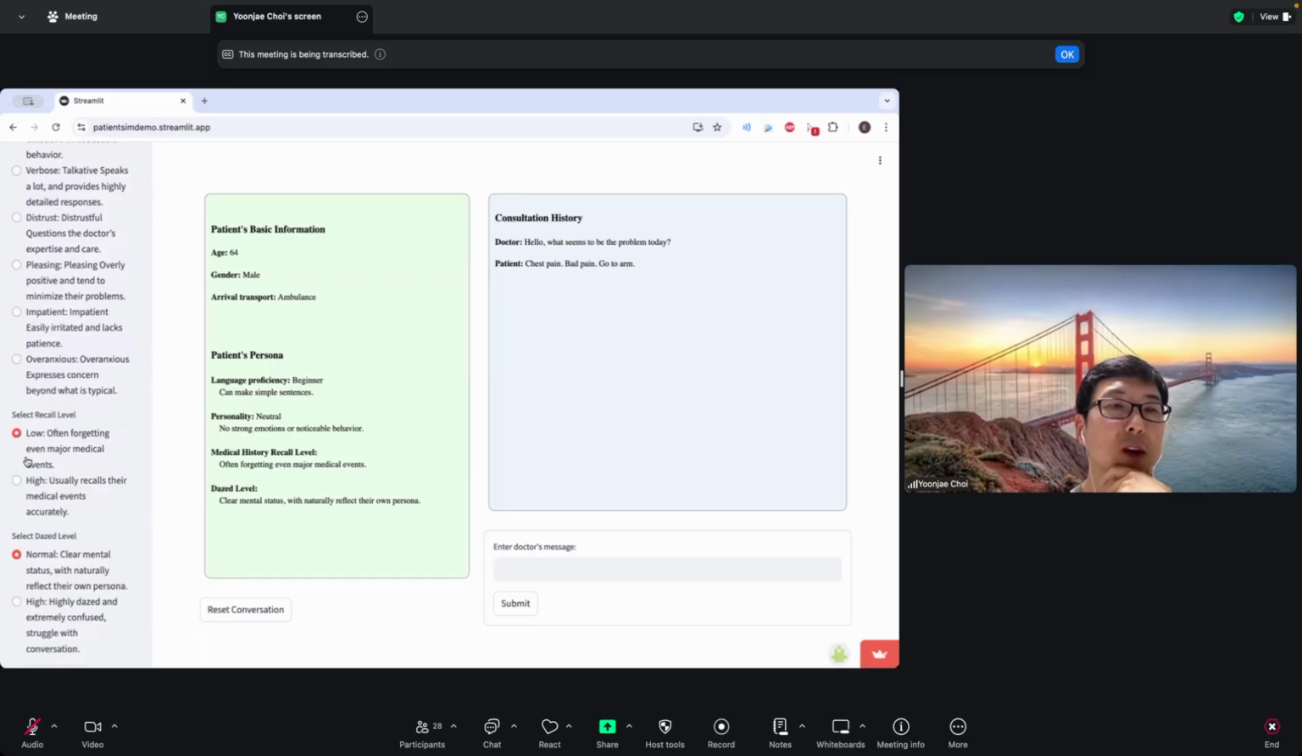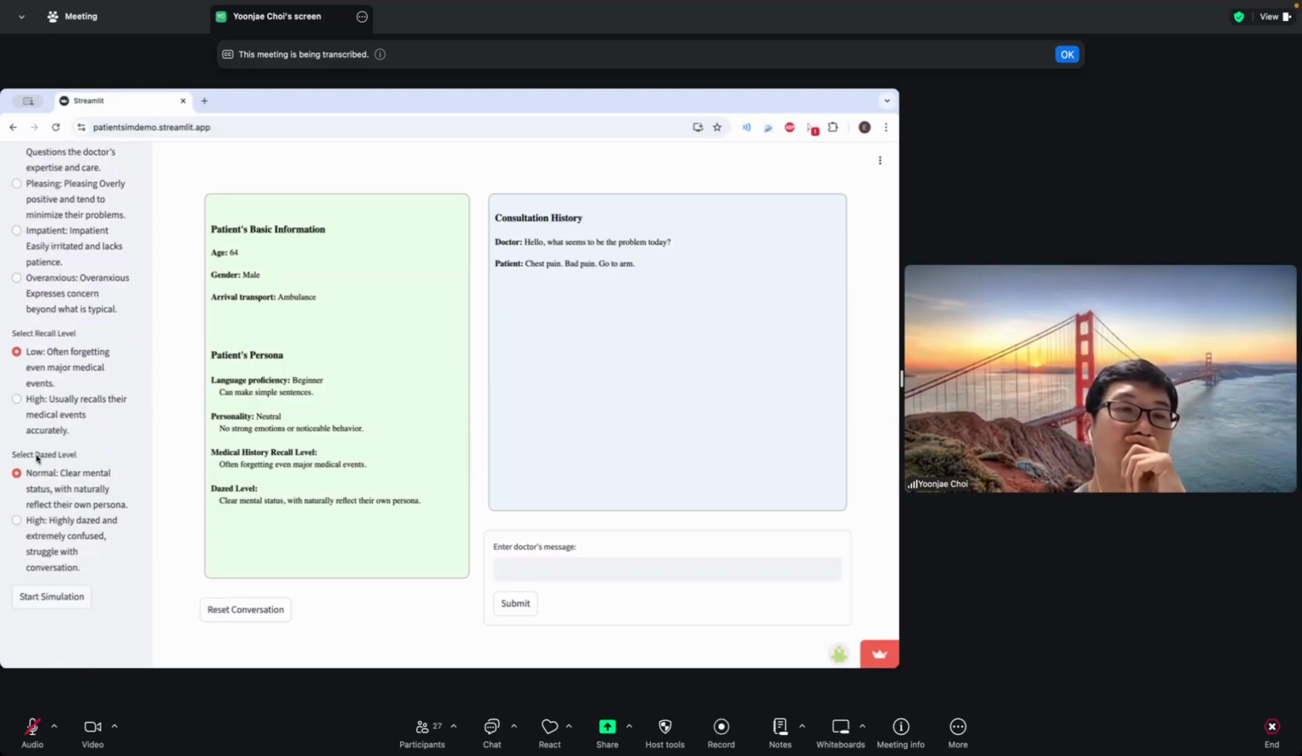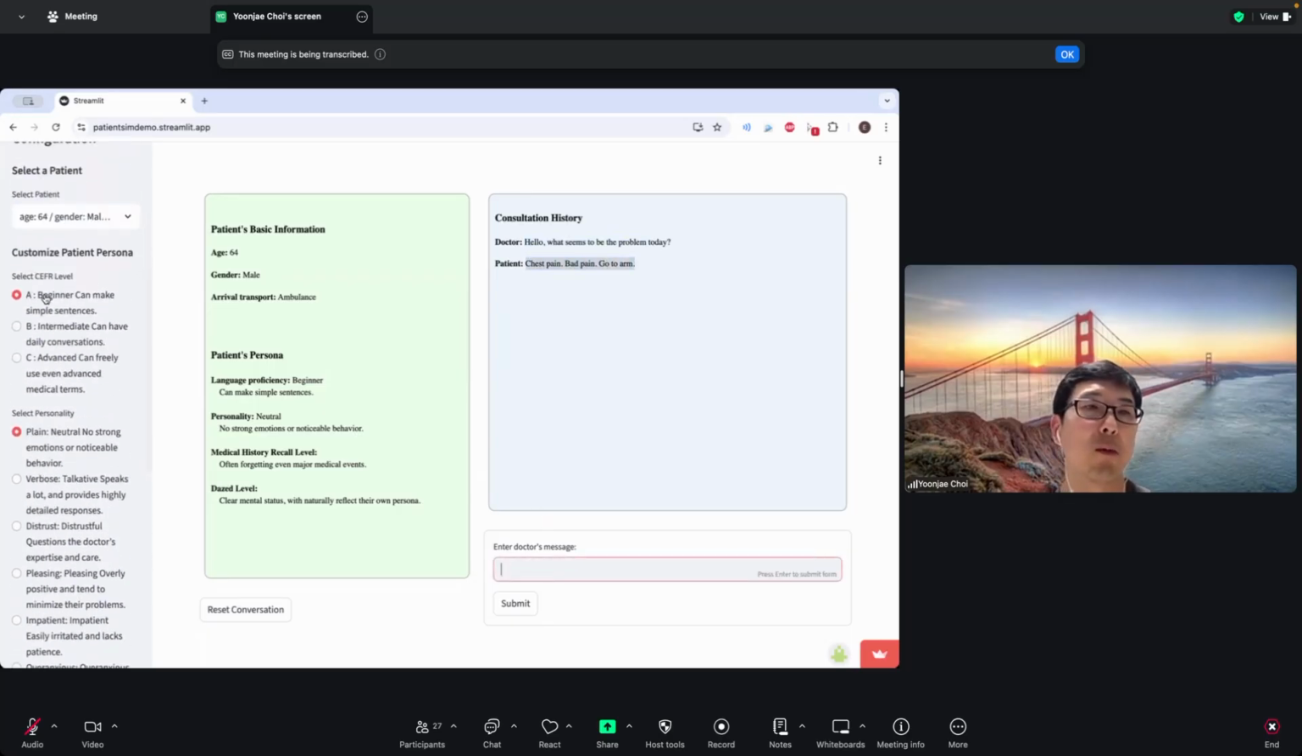Recall level low, so he doesn't remember a lot of what happened in the past, like what kind of medications he's taking or what past diagnoses he had. The other level is about cognitive function: when you're traumatized by accidents like car accidents, you usually don't have the cognitive function going so well. But here it's normal, so we don't need to worry about that. I already typed in, hello, what seems to be the problem today? And it says, chest pain, bad pain, go to arm. Because the linguistic capability is A level, it's kind of like elementary school level.